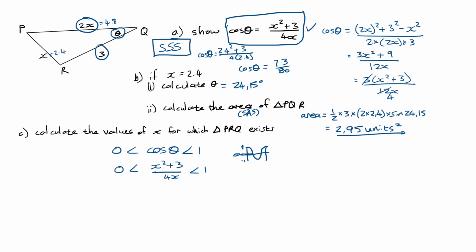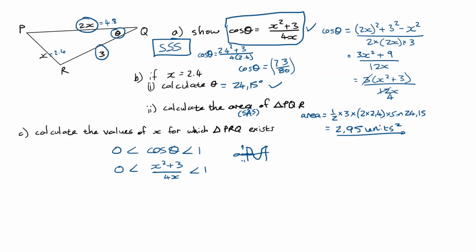And when I punched that in my calculator, I got 73 over 80. And if I ever need angles in trig, I shift. So shift cos of 73 over 80, and it spits out, rounded off, 24.15.